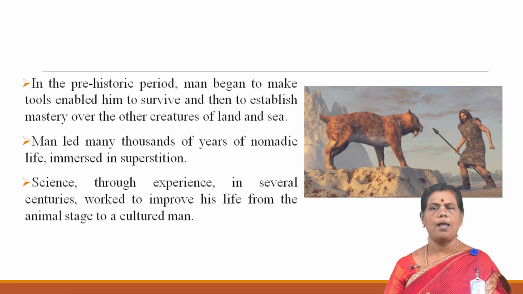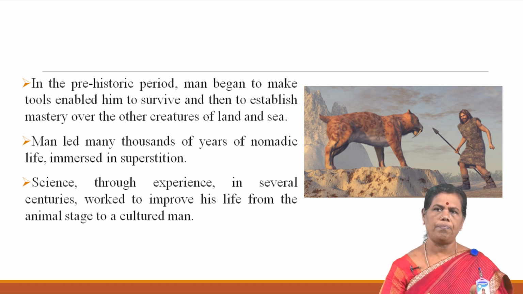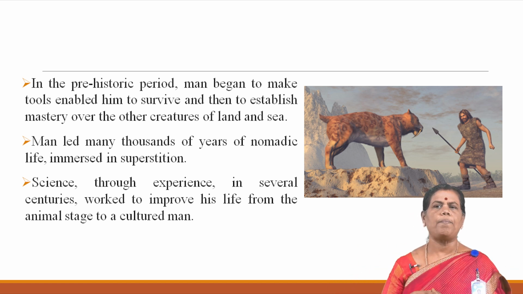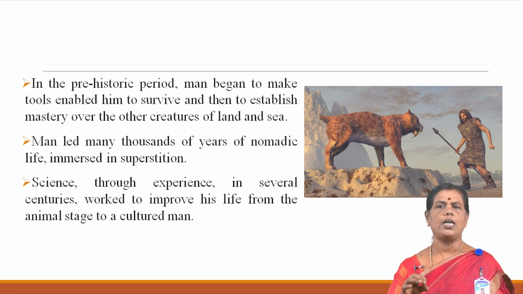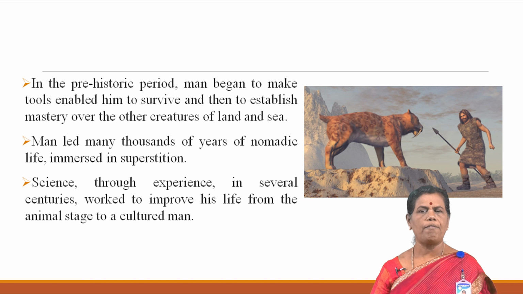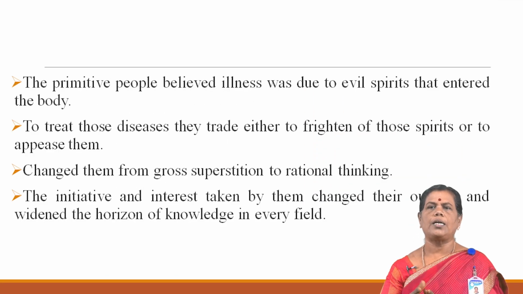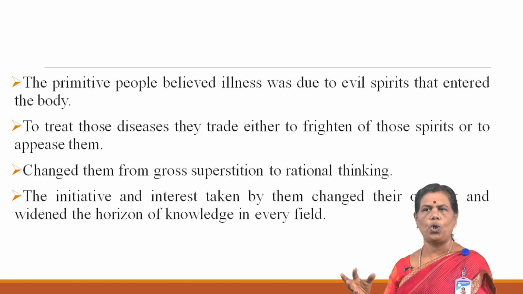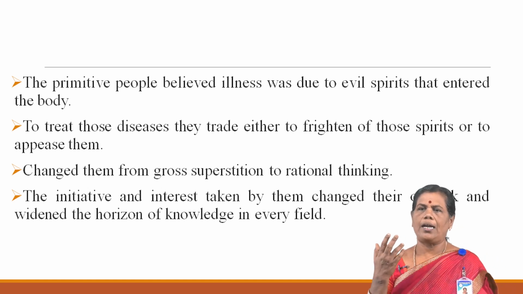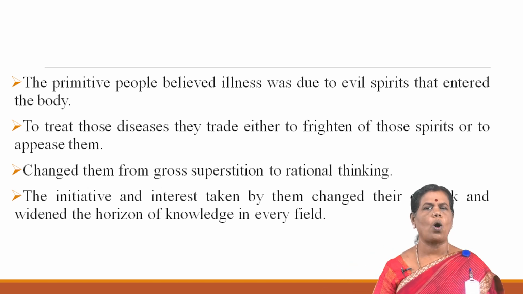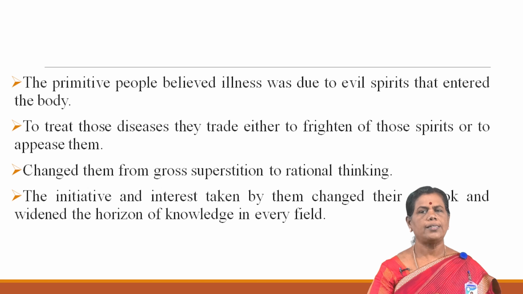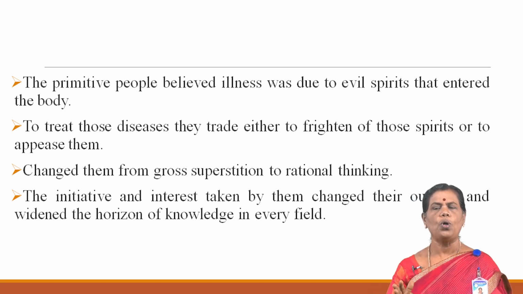In the prehistoric period, man began to make tools enabling him to survive and to establish mastery over the other creatures of land and sea. Man led a nomadic life for many thousands of years, immersed in superstition. Science, through experience over several centuries, worked to improve his life from the animal stage to a cultured man. The primitive people believed illness was due to evil spirits that entered the body. To treat those diseases, they tried either to frighten off those spirits or to appease them. They constantly searched for remedies, but science changed them from crude superstition to rational thinking.